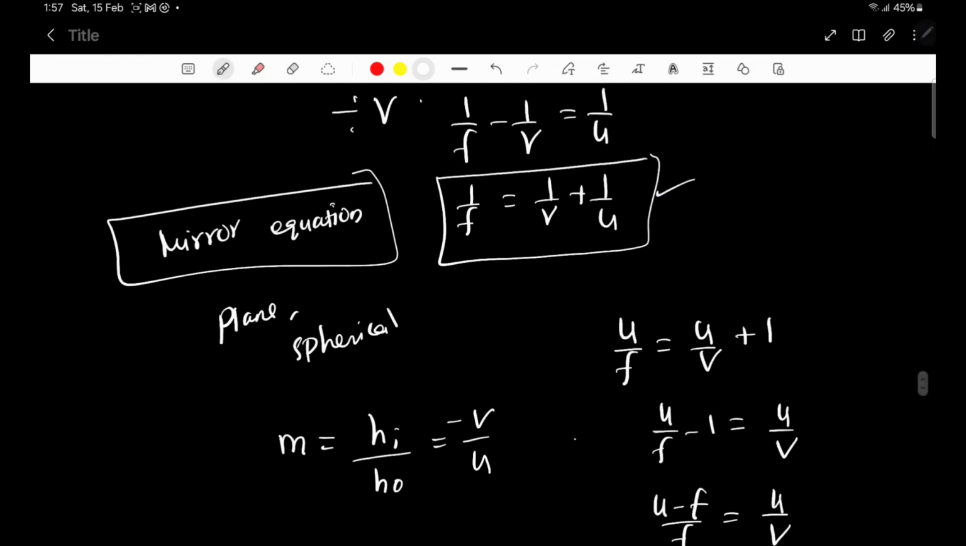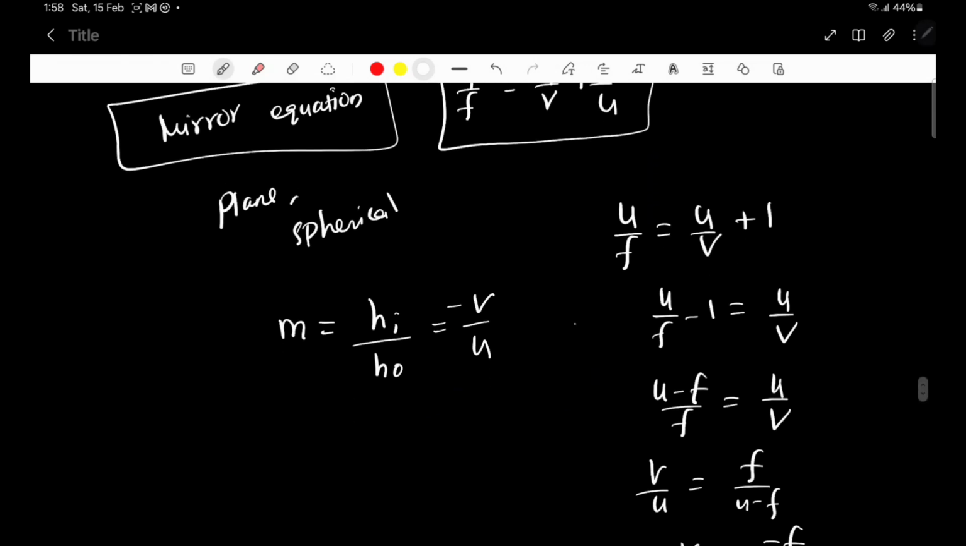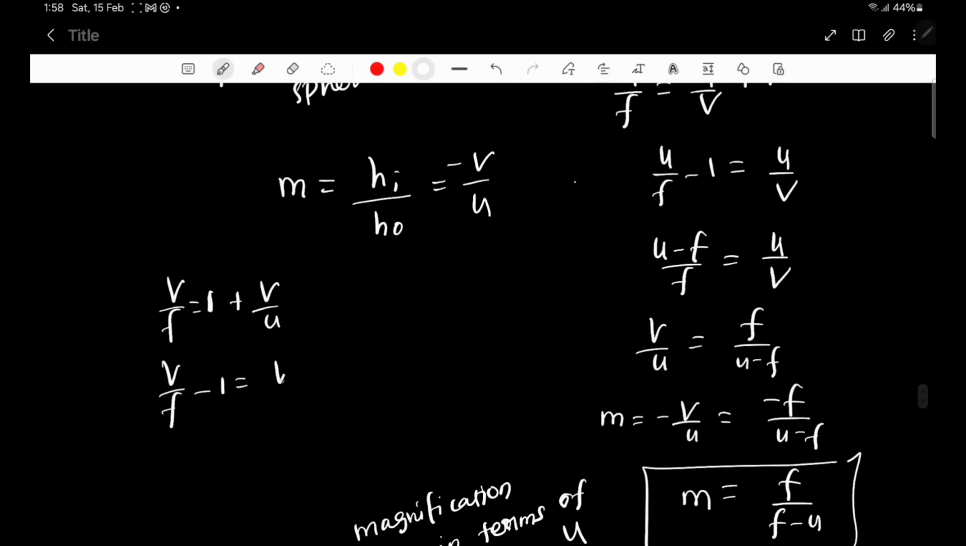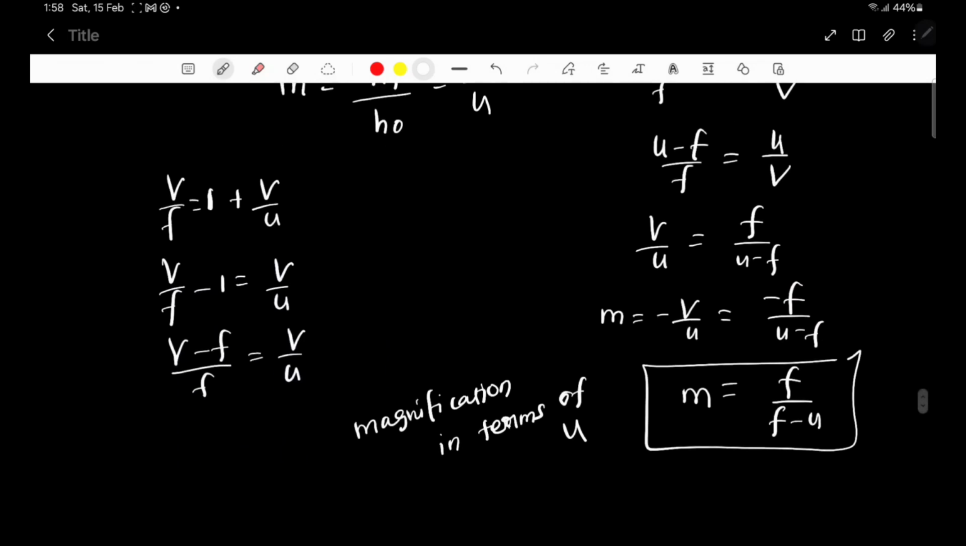Just take this mirror equation and multiply it with v on either side. So, we will be getting v by f equal to 1 plus v by u. What did you get? I got v by f minus 1 equal to v by u. So, v minus f by f equal to v by u. So, it is a magnification expression we got. Okay. So, magnification in terms of v, magnification in terms of u. I hope that you are able to understand these formulas very clearly, right? Okay. Now, once you have got this idea very clearly, we can understand the areal magnification and the lateral magnification also.